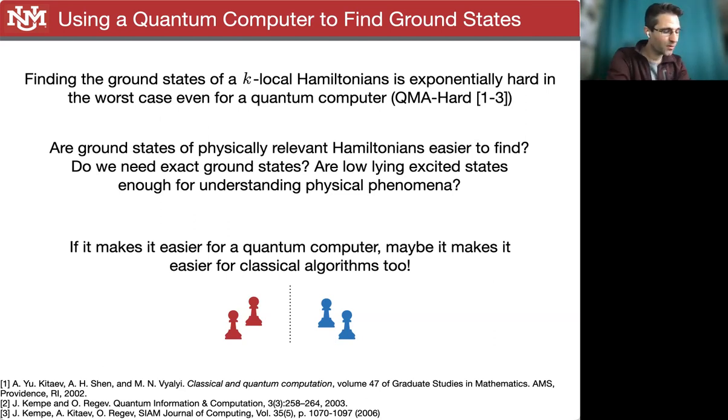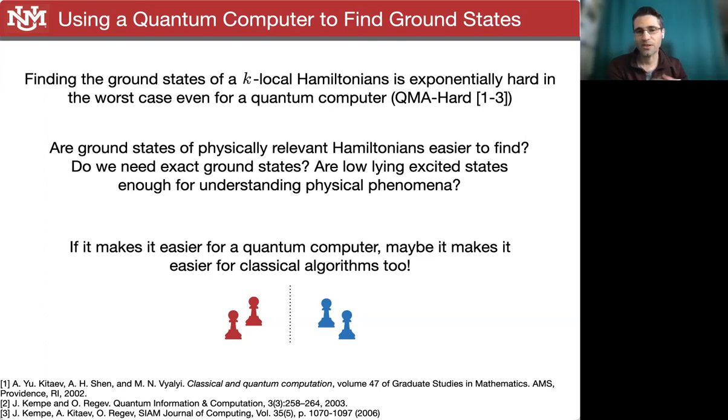But we know that, in the worst case, even a quantum computer should not be able to solve all k-local Hamiltonian problems. So, even in the worst case, we shouldn't expect a quantum computer to be able to solve these problems efficiently. But you might ask, well, we're not interested in solving all k-local Hamiltonians. We're only interested in solving physically relevant Hamiltonians. So maybe the ground states of physically relevant Hamiltonians are easier to find.